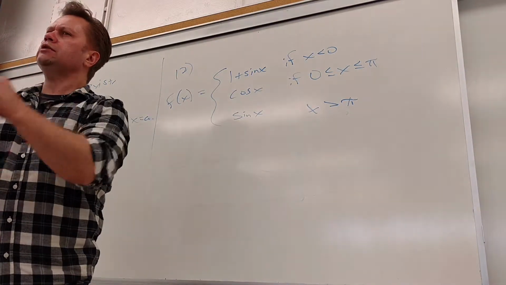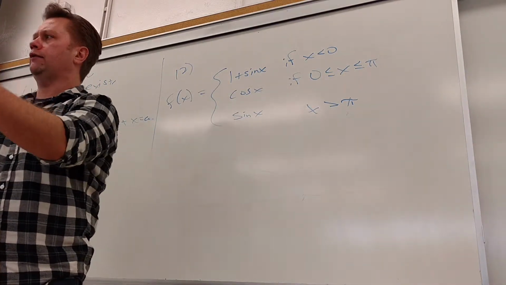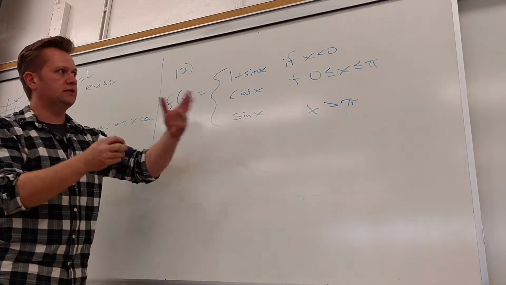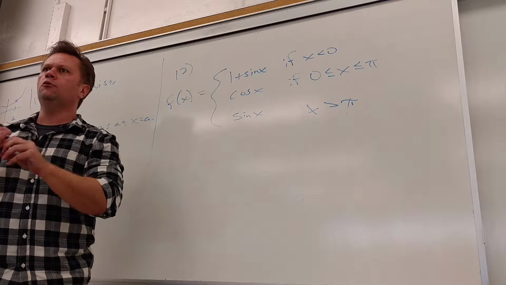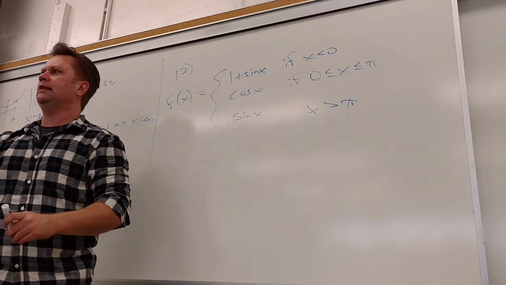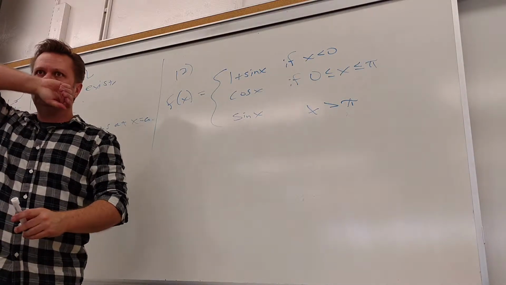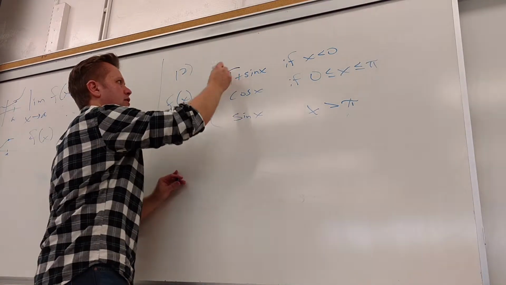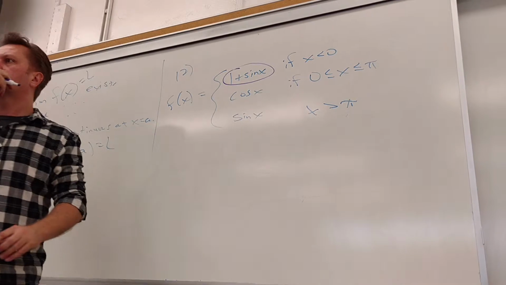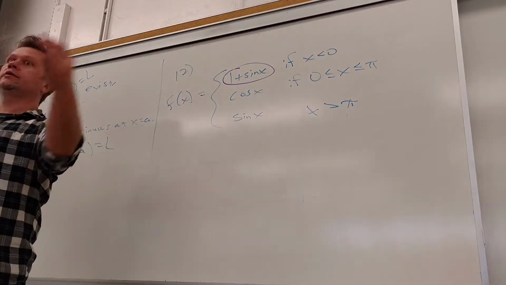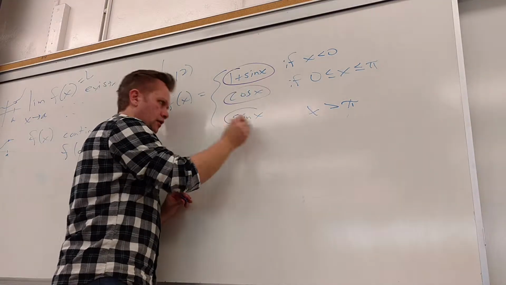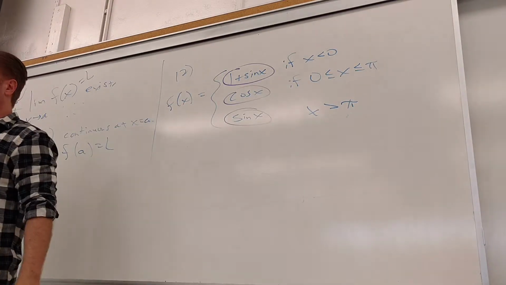So do you actually need the graph? Now you have to graph it for the homework problem. It says graph it. But to see if the limit exists somewhere, do you need to graph this? What are the points where the limit might not exist? Is this a continuous function? Yes, because sine is continuous and 1 is continuous, so their sum is continuous. Is this a continuous function? Yes. They're all continuous.